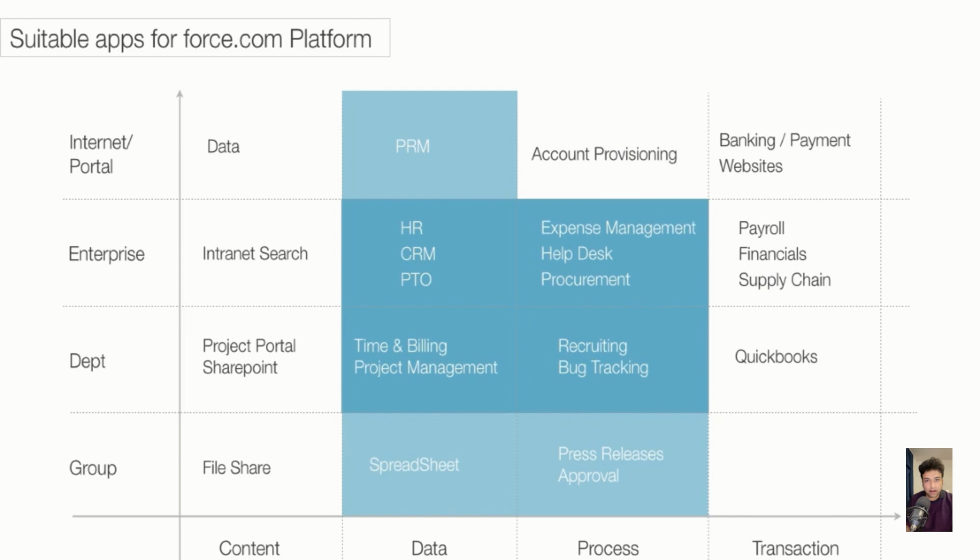On the y-axis, you have the size of audience: a small group of users, the entire department in the company, the whole company itself, or anyone on the web. You see this dark blue area? This area shows the applications that are process-centric, deal with organized data, and have a significant number of users. This is a ripe area for Salesforce implementation. Applications like HR, CRM, paid time off, benefits enrollment, expense management, help desk, procurement, project management, or even recruiting are well suited for this platform.